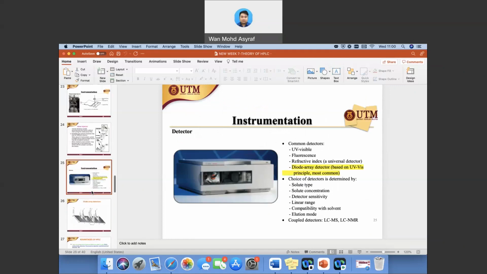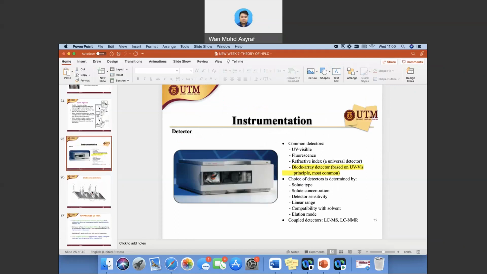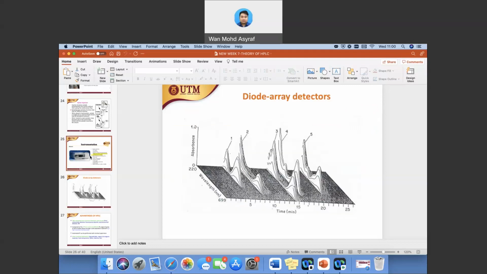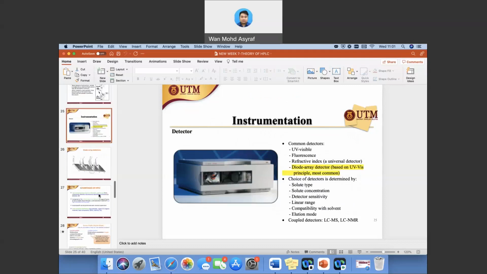Okay, so for the detector, usually we are using a diode array detector. Okay, a diode array detector is the same as what we have in the UV visible, where it uses a certain wavelength onto the analyte. Okay, so that is the detector part.